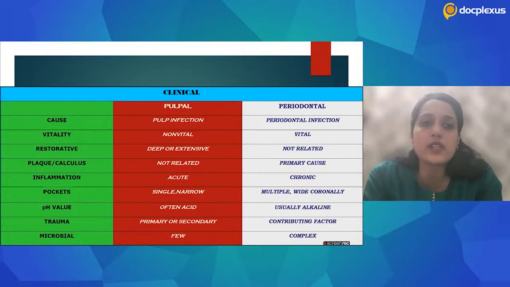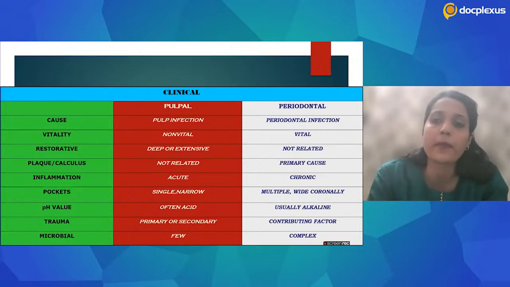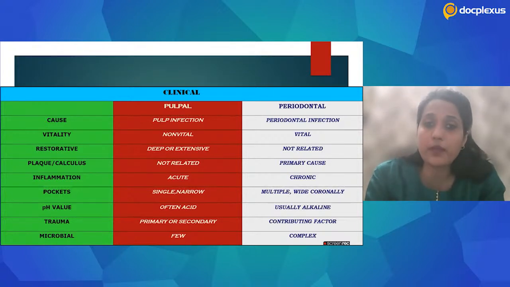So in pulpal conditions, the cause is usually pulp infection, which we all know. There will be a cavity, old restorative material, or any trauma. With the periodontium, there won't be anything. Maybe the vitality test will be negative, and there will be periodontal infection. Maybe plaque, calculus, and marginal gingivitis will give us a hint. Vitality: pulpal tissue is usually non-vital, periodontal would be vital. Restorative, plaque, and calculus we have discussed earlier.